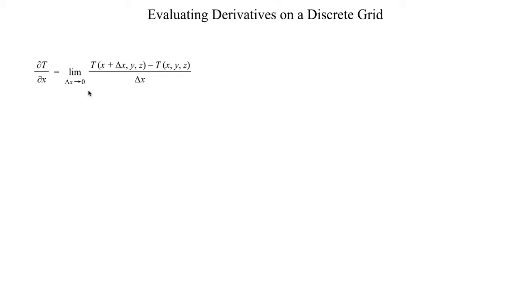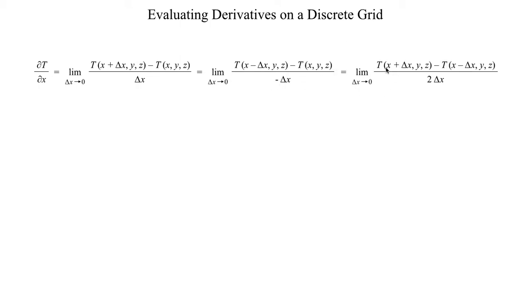There are actually multiple ways that you can redefine this derivative. One is, instead of x plus delta x, you can use x minus delta x, but then you also end up with a negative sign in the denominator. That's just an alternative way of calculating the same thing. Another way is T(x plus delta x) minus T(x minus delta x), all divided by 2 delta x, with the same limit as delta x goes to 0.